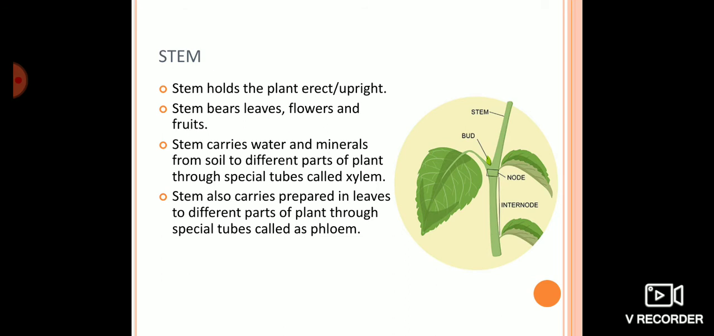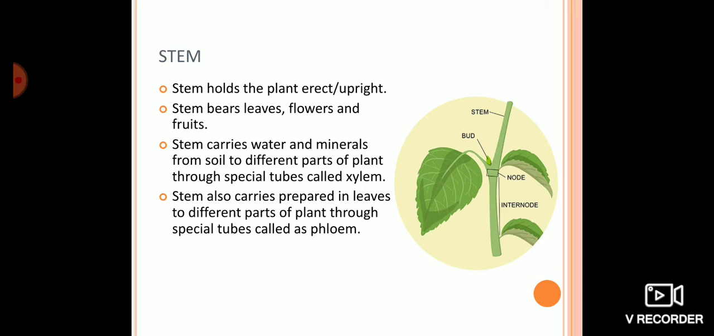The stem is the main part of the shoot system. It is located above the ground and bears the branches, leaves, buds, flowers and fruits. So it forms the backbone of the shoot system. The stem is the backbone of the shoot system because it bears the branches, leaves, buds, flowers and fruits. The stem is normally divided into two parts: nodes and internodes.